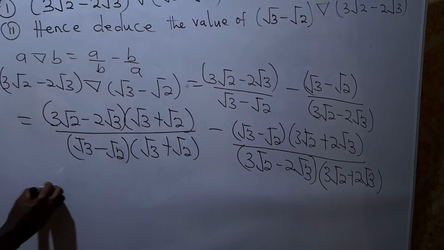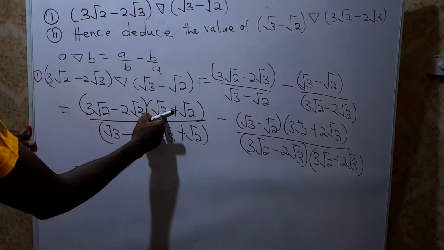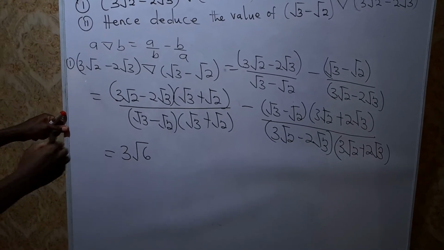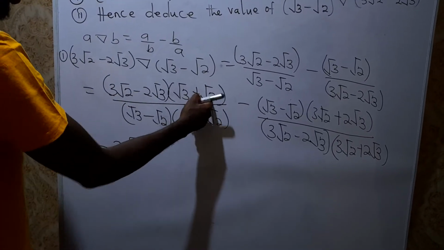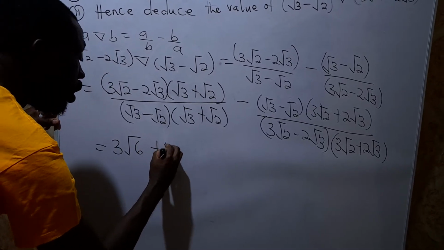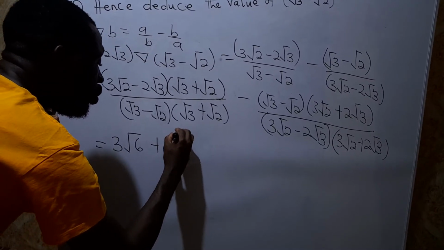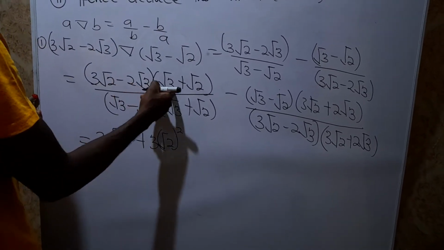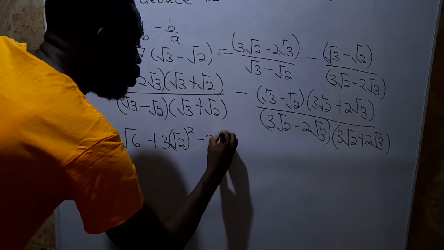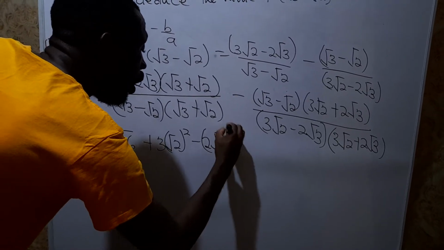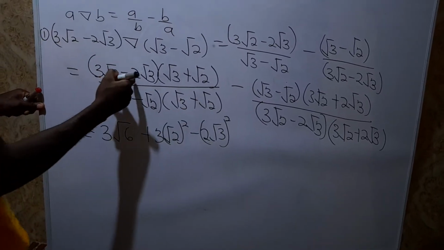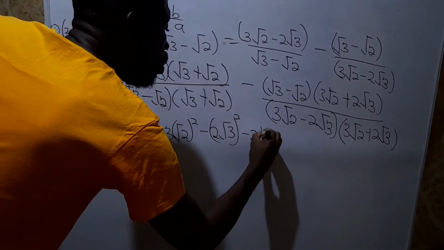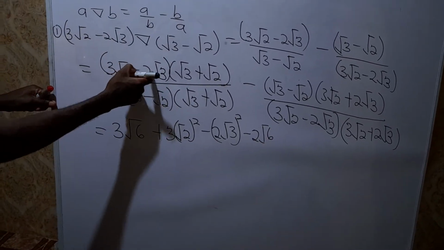So now we solve this. So 3 root 2 times root 3 will be 3 root 6. 3 root 2 times root 2 will be 3 root 2 square. And this times this, 2 root 3 times root 3 will be 2 root 3 square. Then 2 root 3 times root 2 will be minus 2 root 6 for the top of this.